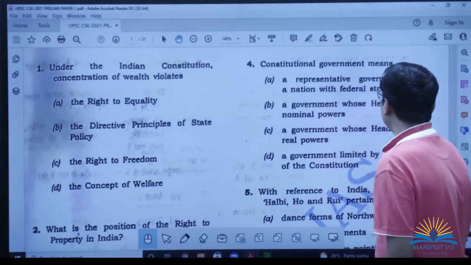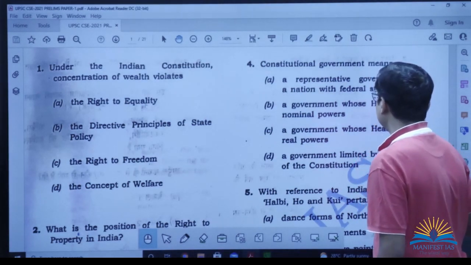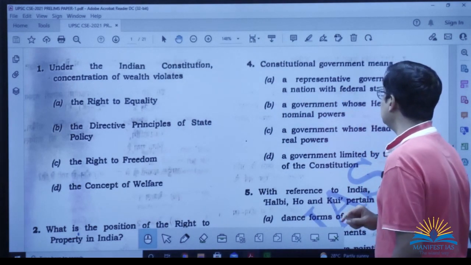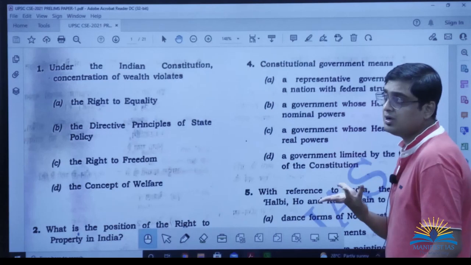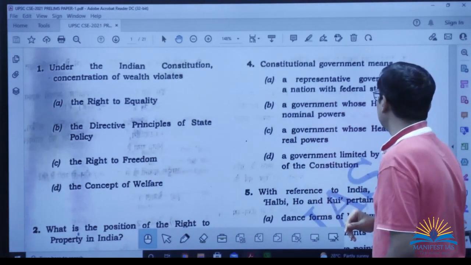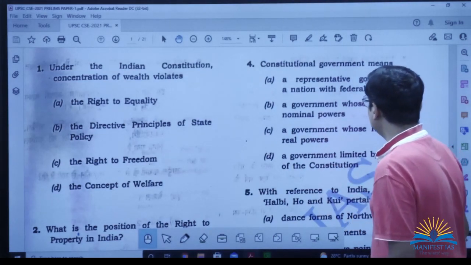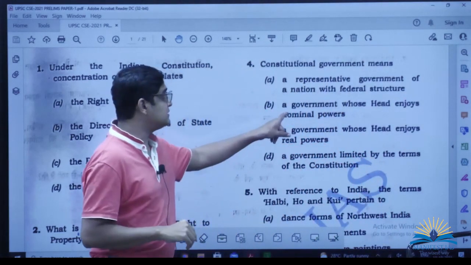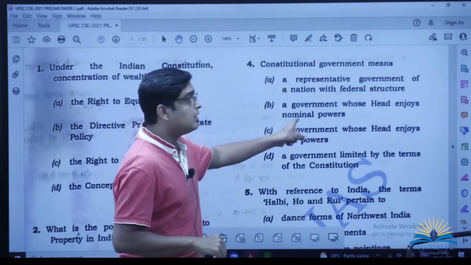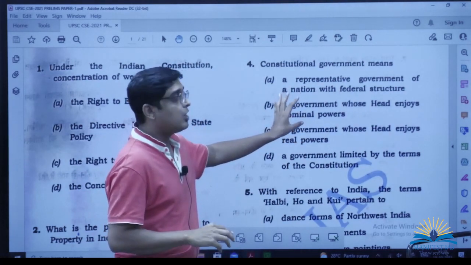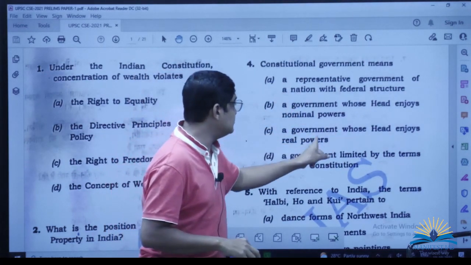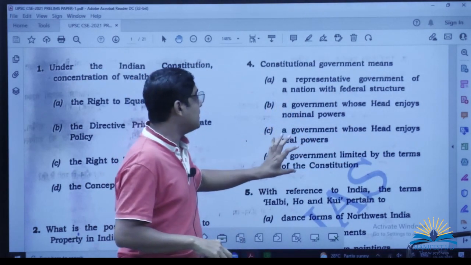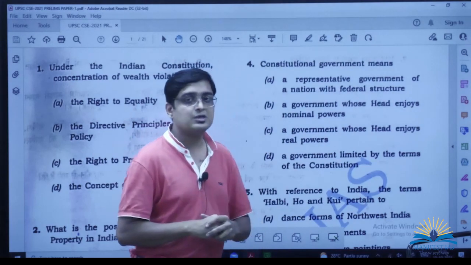A representative government of a nation with federal structure. No, this is a democratic federal government, not constitutional government. A democratic federal government may not be constitutionally ruled. A government whose head enjoys nominal powers. No, this is a republic, or a government like India. A government whose head enjoys real powers. No, this is also not the right answer. A government limited by the terms of the Constitution, yes.